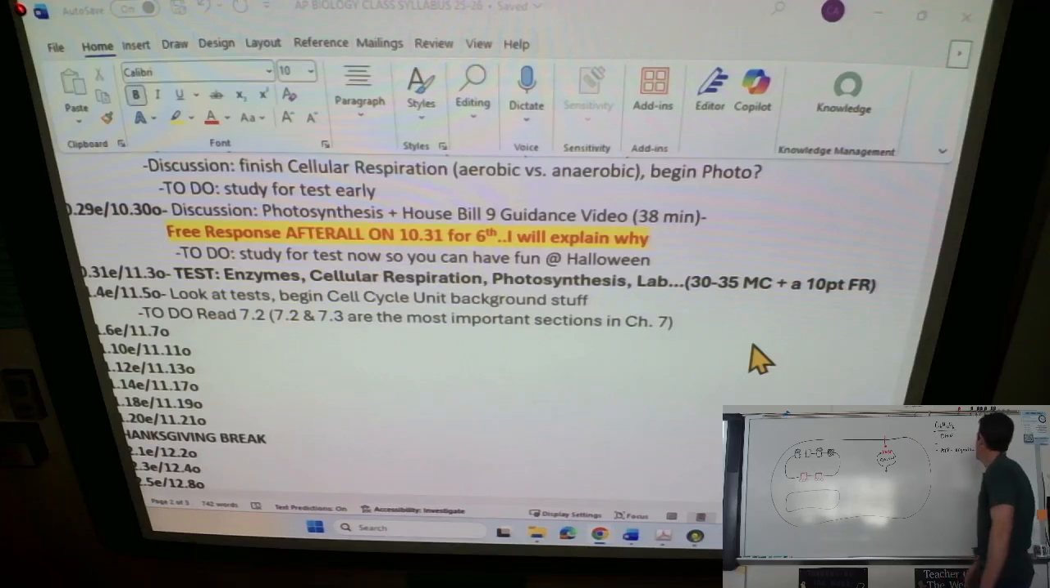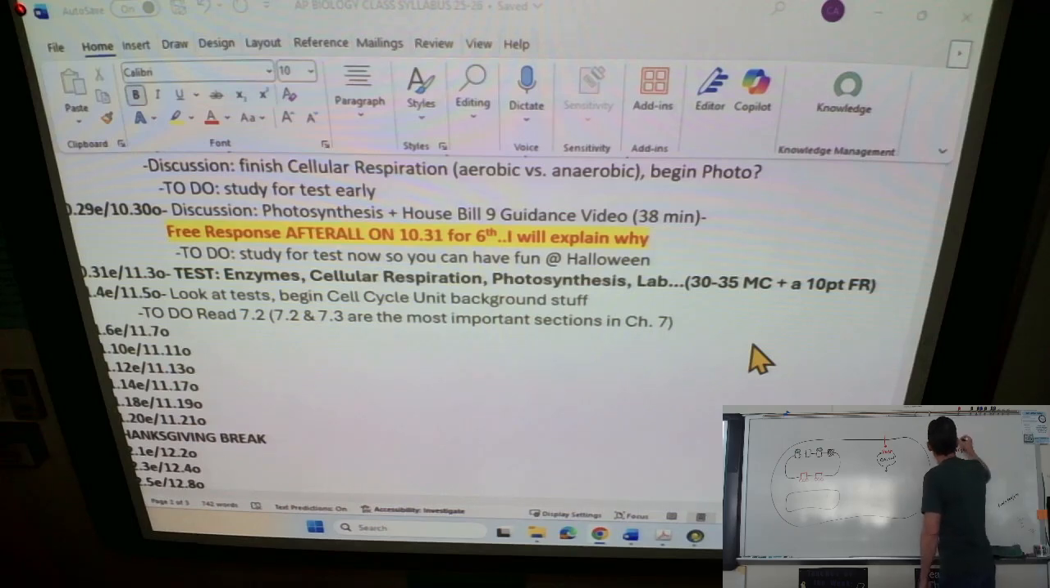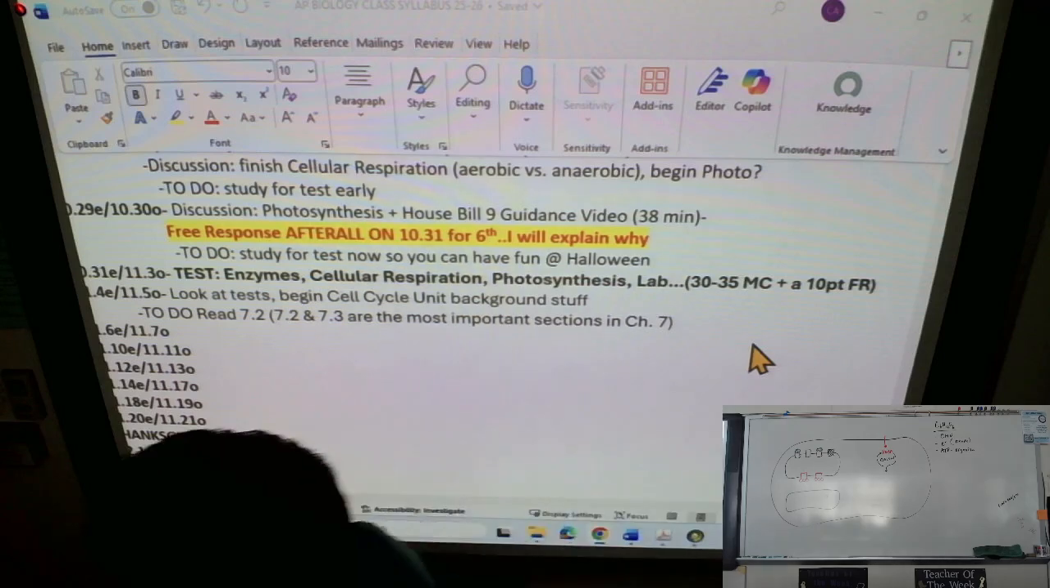Anytime I'm going from disorder to order, then I need ATP. And what did I need to join all the C's and H's and O's together? Yeah, I need electrons, because those electrons will be the bonds. All right, cool. So this was a chloroplast.